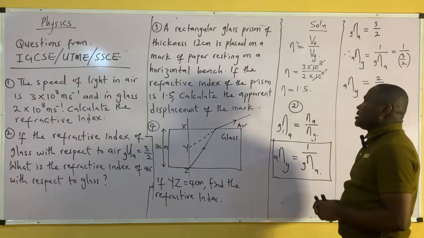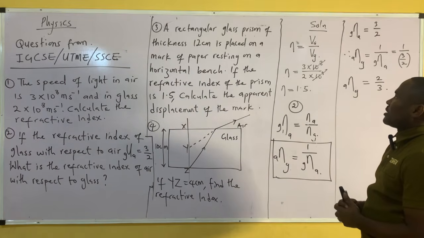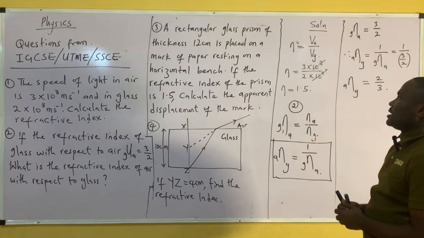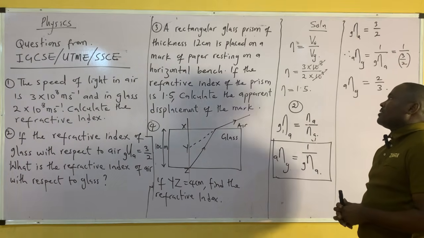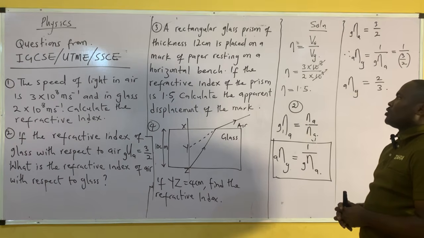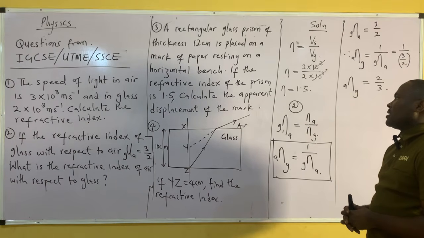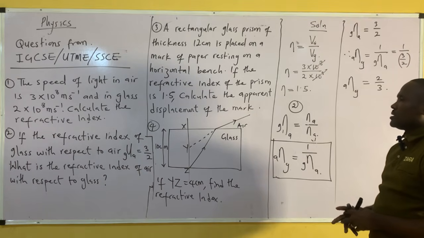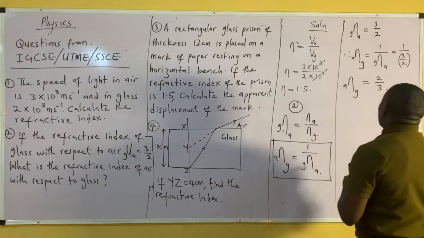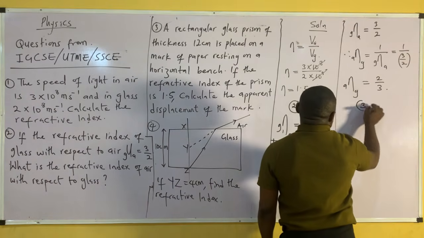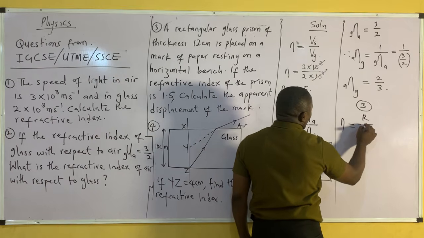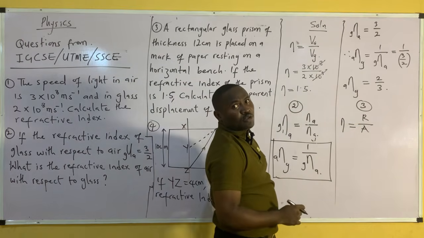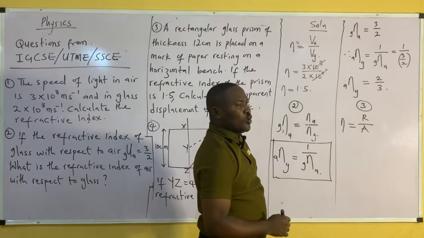Now question number 3 says, a rectangular glass prism of thickness 12 centimeter is placed on a mark of paper resting on a horizontal bench. If the refractive index of the prism is 1.5, calculate the apparent displacement of the mark. Now remember, to solve question number 3, I'll be using refractive index is equal to real depth over apparent depth. That's what I will be using to solve this question. Real depth over apparent depth.